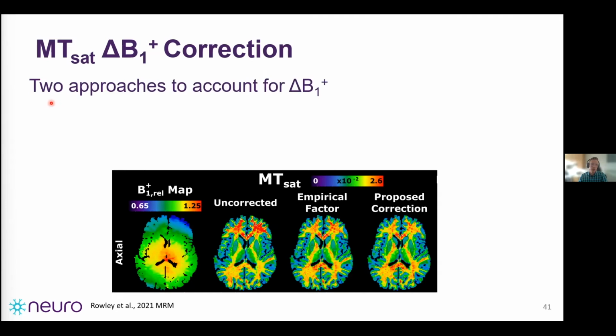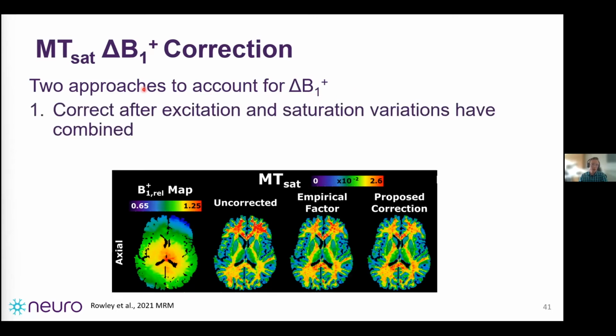And if we want to correct this, there are really two approaches being used to account for the B1 plus changes. One is to correct the excitation and saturation variations after you've combined the two, so that you can use an empirical factor to fit a quadratic function to the variations and then correct that way. The approach that I've taken is to correct each separately.